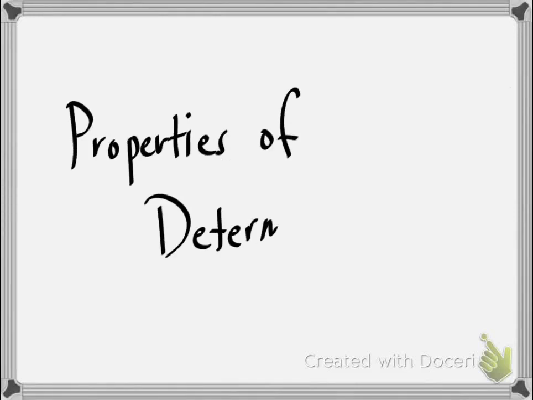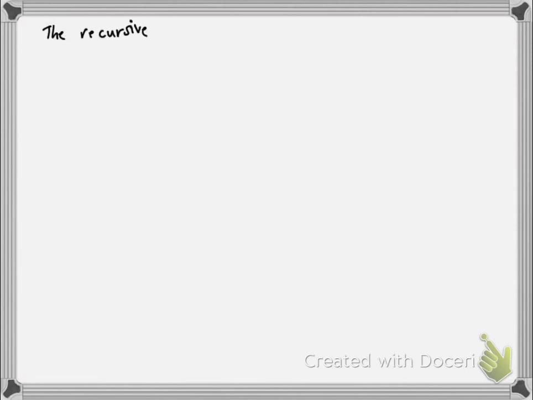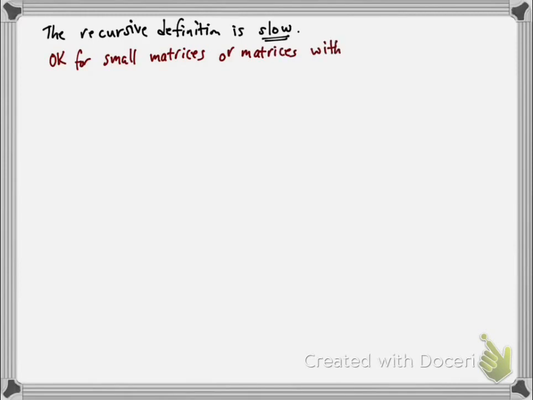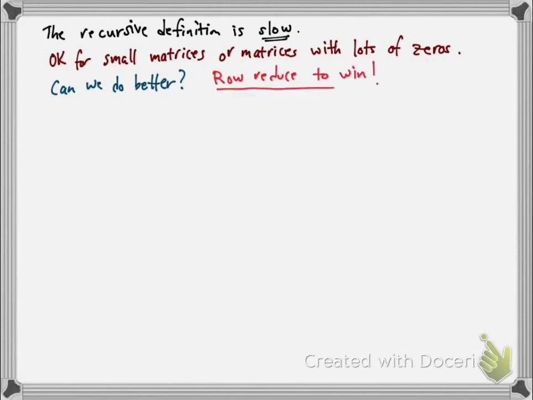Let's talk about some properties of determinants, and this is going to help us compute determinants faster. So the main problem with the recursive definition is that it's slow. It's okay for small matrices or matrices with lots of zeros, but for general ones, it's too slow to be a useful technique. So can we do better? And in this video, I'll show you that we can, and it's the same solution that we've had all semester long, which is we're going to row reduce to win.